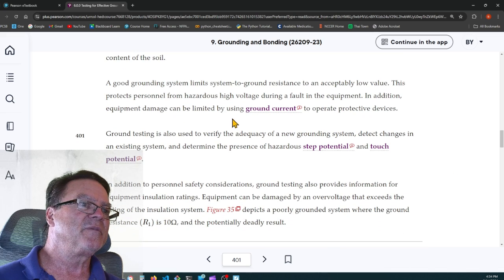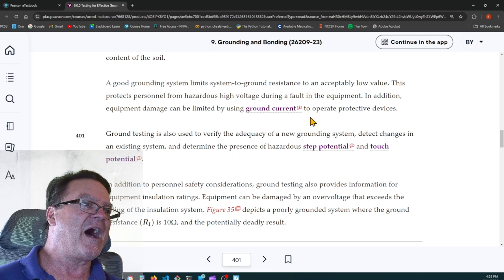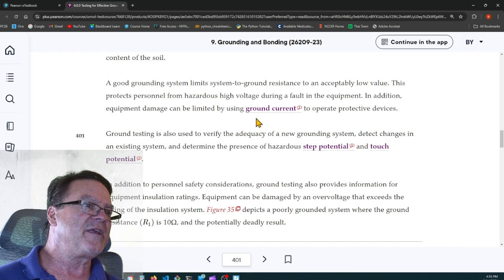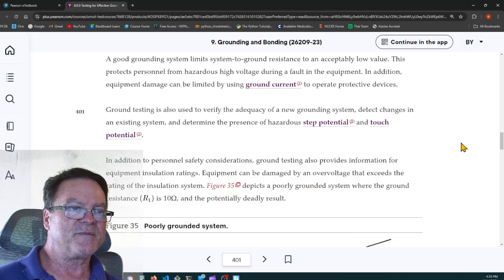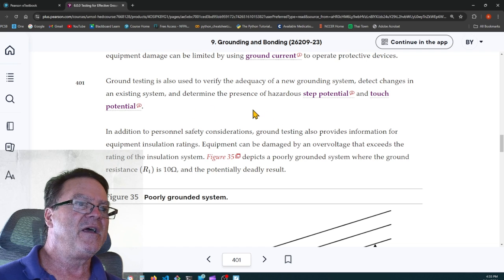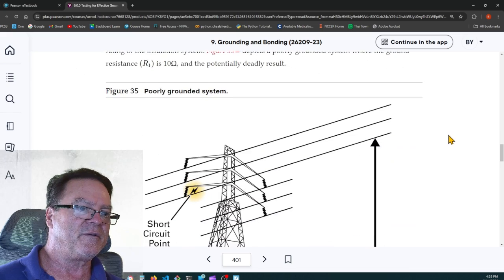A good grounding system limits system-to-ground resistance to an acceptably low level. This protects personnel from hazardous high voltages during a fault in the equipment. In addition, equipment damage can be limited by using ground currents to operate protective devices. Ground testing is also used to verify the adequacy of a new grounding system, detect changes in an existing system, and determine the presence of hazardous step potential and touch potential.